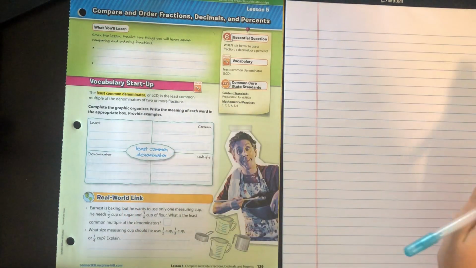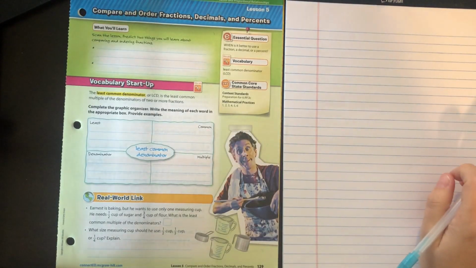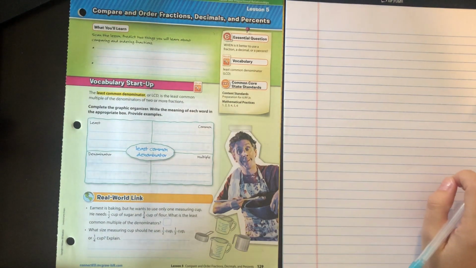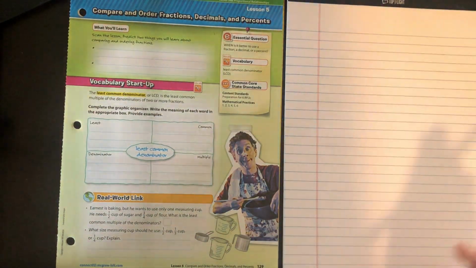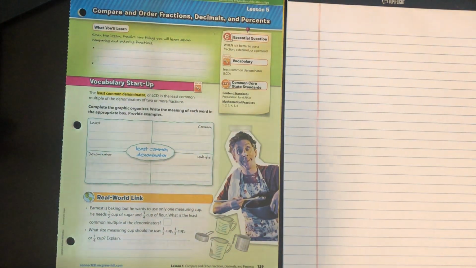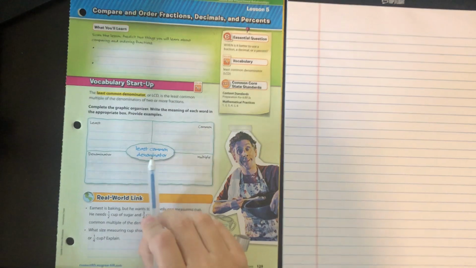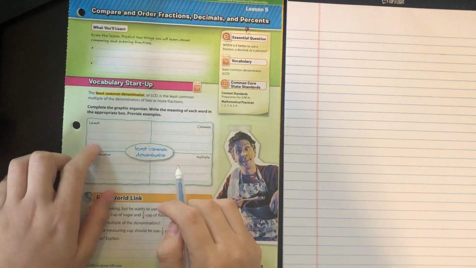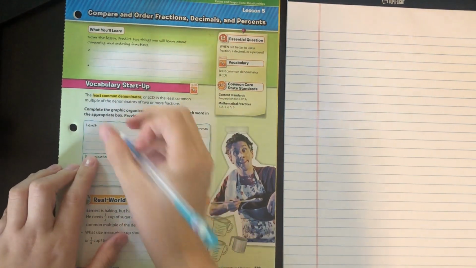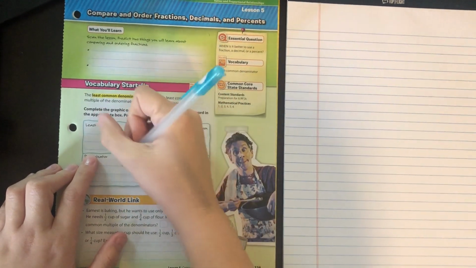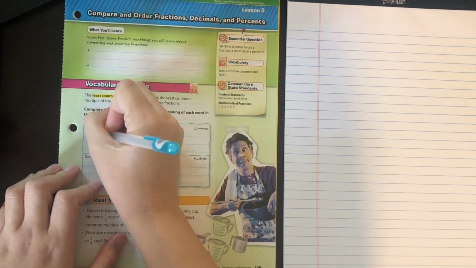You'll notice that this is kind of similar to something that we talked about a couple weeks ago called least common multiple. They're essentially the same thing. But let's take a look and break down kind of what this term means. So the least common denominator, the first part of that is the word least. So the least basically just means the smallest.